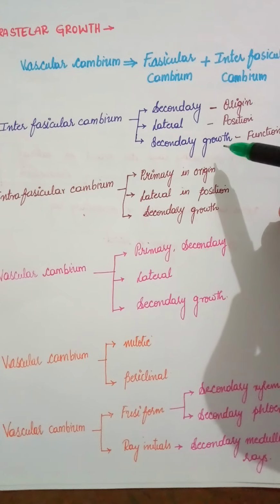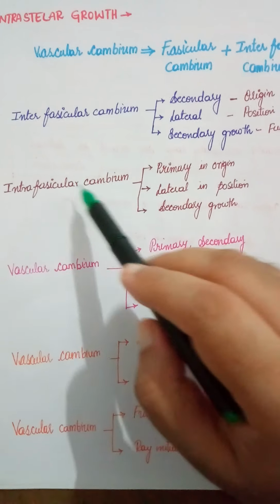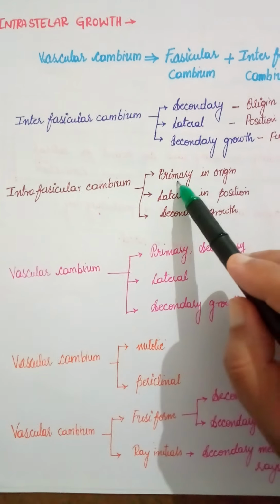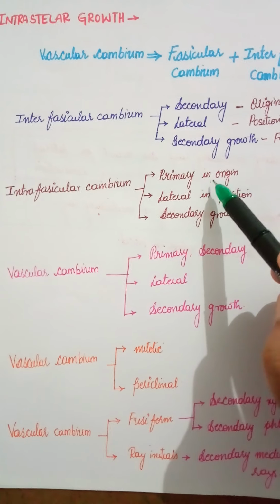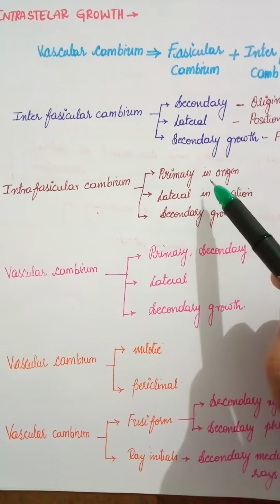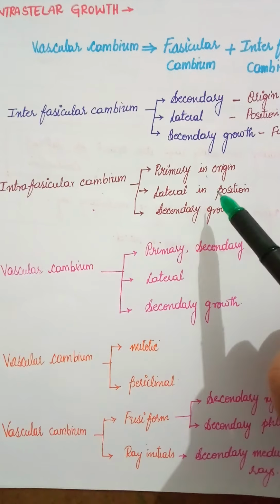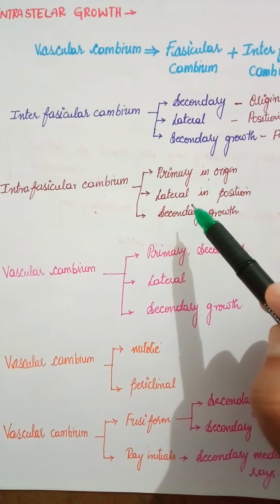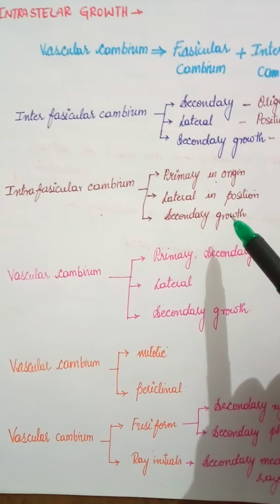And what is the function? The function is secondary growth. Similarly, let us come to the intrafascicular cambium. In intrafascicular cambium, the origin is primary. Remember, this is the only cambium which is primary in origin. Other cambial tissues are all secondary in origin. Okay, now this one, the position is lateral, which is parallel to the long axis of the plant, and the function is secondary growth again.